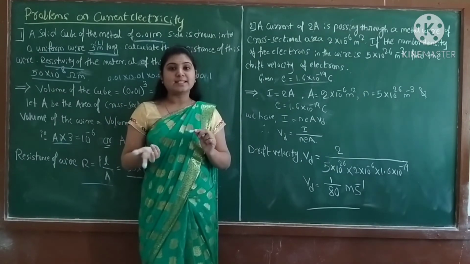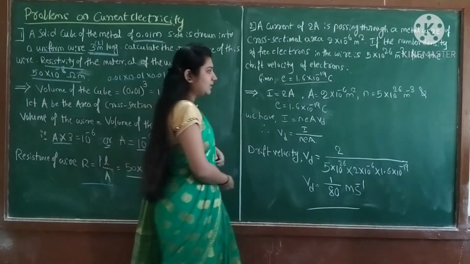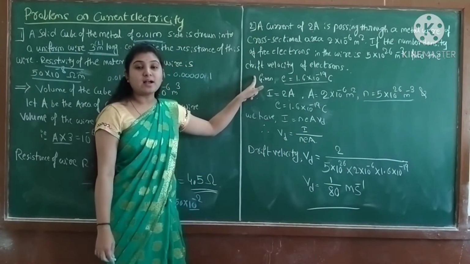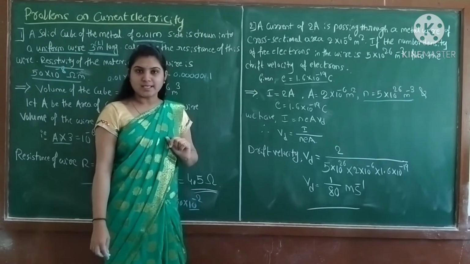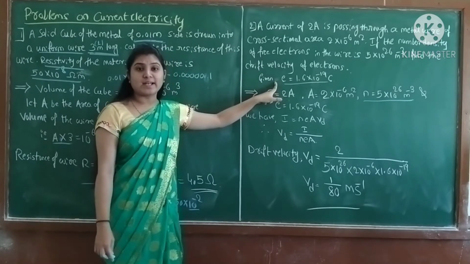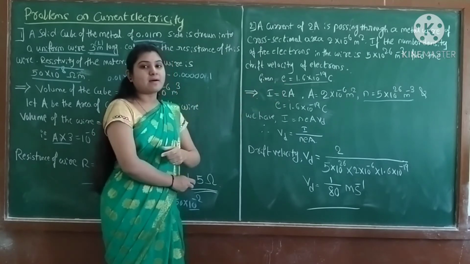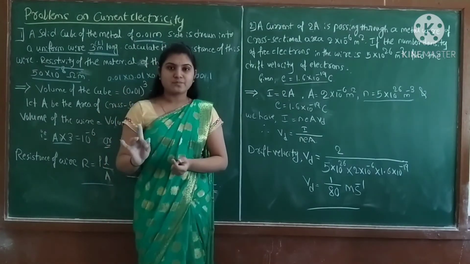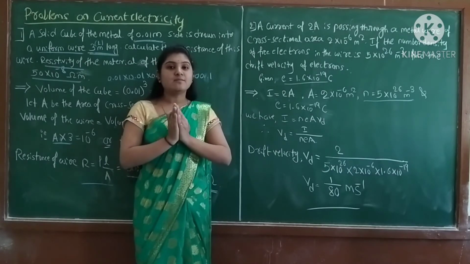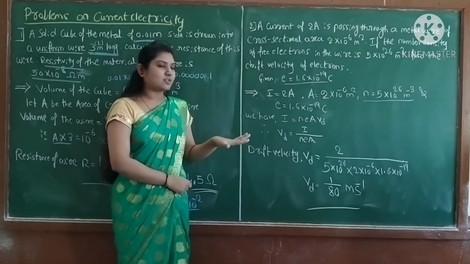So take it as n. Number of electrons is nothing but the small n. So just consider the value here. And then you have to calculate the drift velocity. So here they were given the charge of the electron, e is equal to 1.6 into 10 to the power minus 19 coulomb. They may be given, they may not be given, but just you remember the value of the electron charge. Okay. So now you solve it.